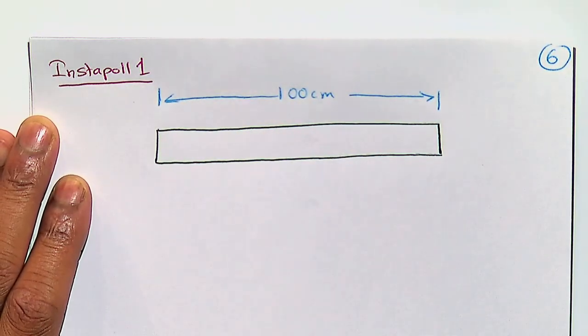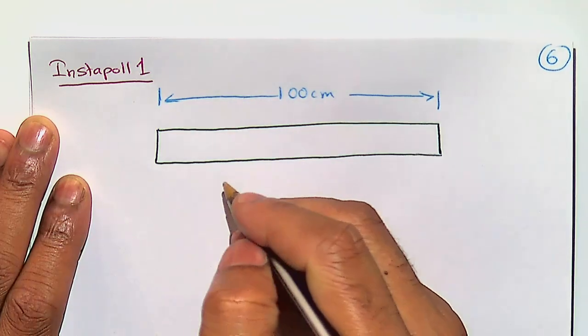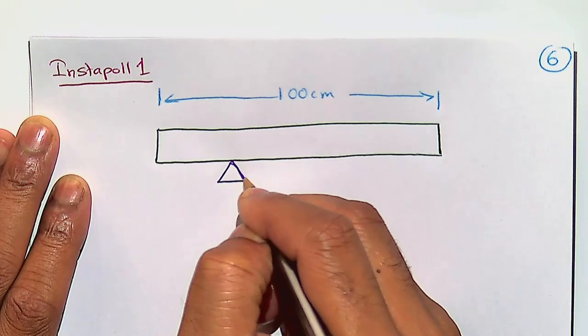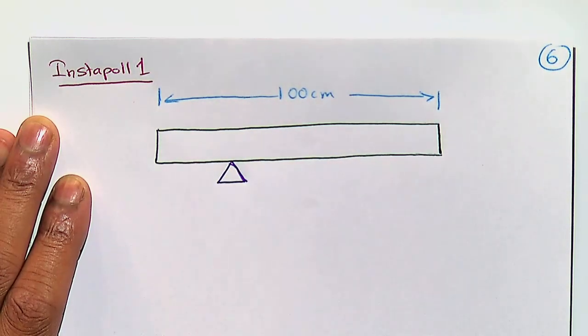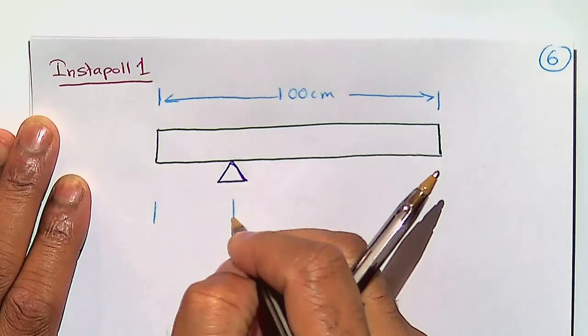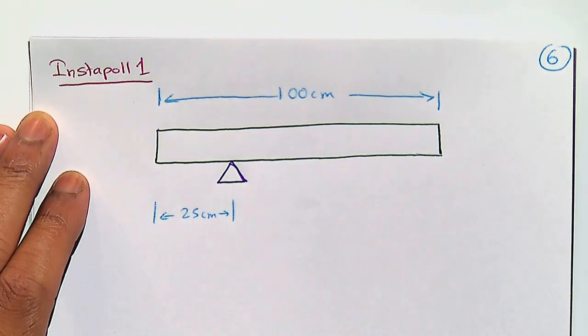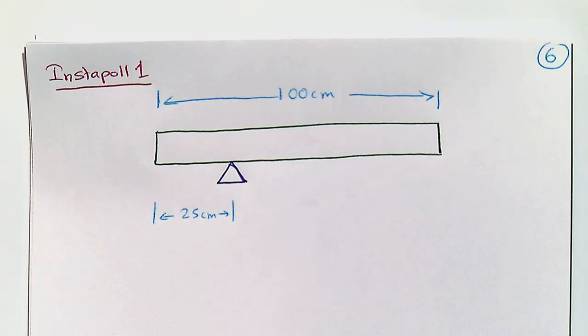And they say there's a fulcrum, and it's kind of a balance point. So imagine it's balancing at a certain point like this. That's what they mean. And that distance is 25 centimeters. Okay, so it's supported at that 25 centimeter mark. There is an object that is hung from the zero end. Okay, good.